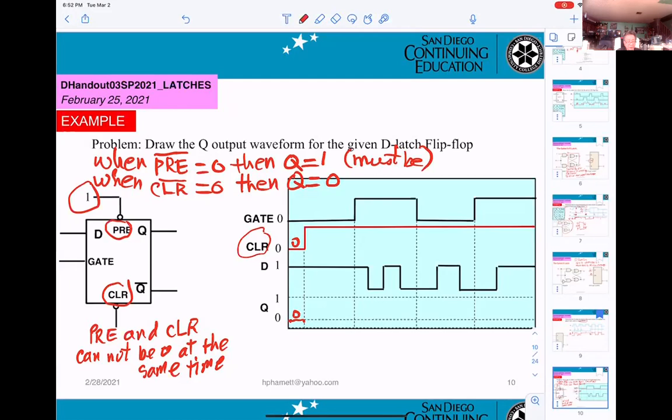What I'm saying is, at the beginning, clear equal zero. That I know for sure, Q will be zero no matter what, because clear is active low, and so is preset. So now the clear is equal to one, so we don't worry about clear anymore.